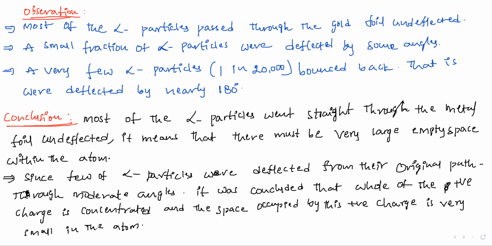Okay. Next, I am removing this one. Next point. So that means very few alpha particles are deflected from their original path through the moderate angles. Okay, that means the positive part is concentrated in a very small space in the atom.